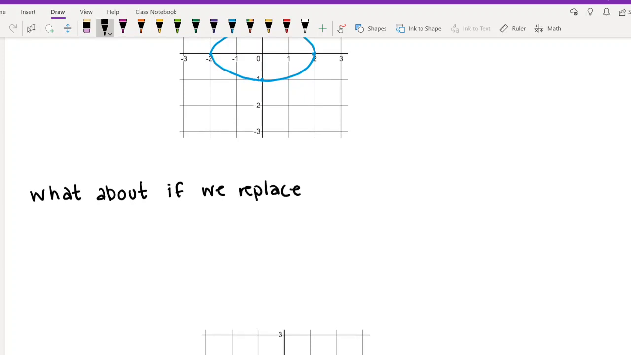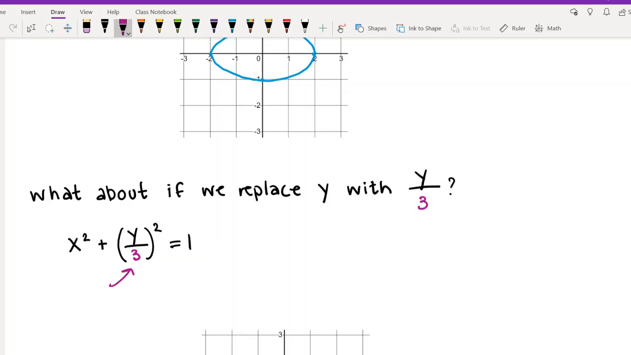So what if we replace y with y over 3? What would that make our equation? Now our equation is going to be x squared plus (y over 3) squared is equal to 1. Like I said, because the x and y are on the same side of the equation, whereas when we're doing stuff like y is equal to sine of x, x and y are on different sides of the equation, vertical and horizontal transformations are fundamentally different. Here, x's and y's are on the same side of the equation, so they're basically treated equally.